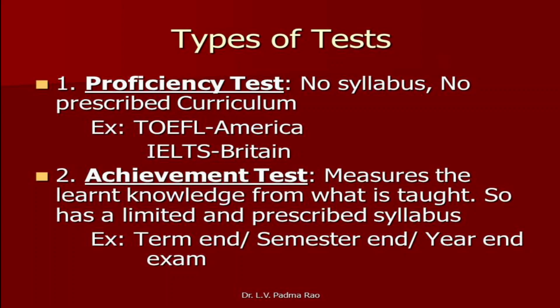An achievement test, which is also referred to as an attainment test, is a test designed to measure the extent of learning achieved by a candidate in relation to a particular course of instruction, textbook, etc. That is, it is a curriculum dependent test. So, the term end examination, the semester end examination, the year end examinations that you take are the achievement tests or the attainment tests.